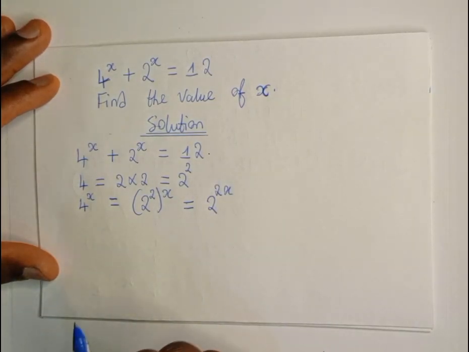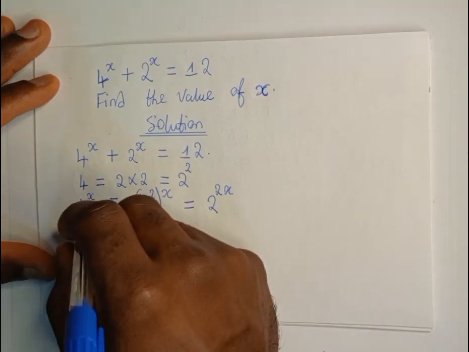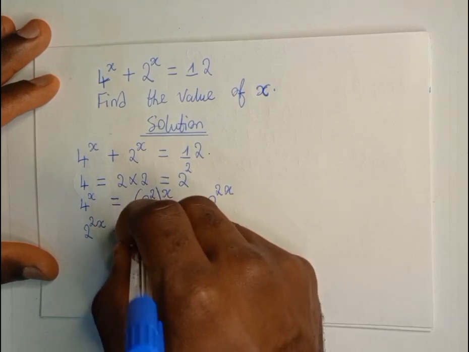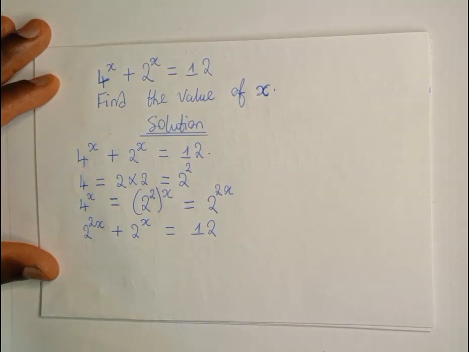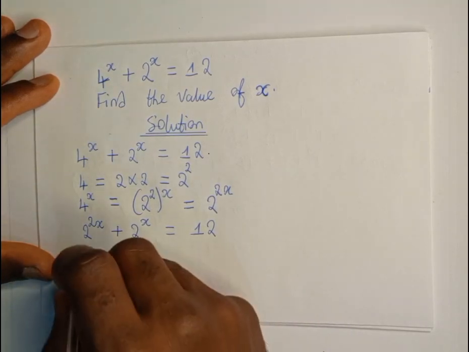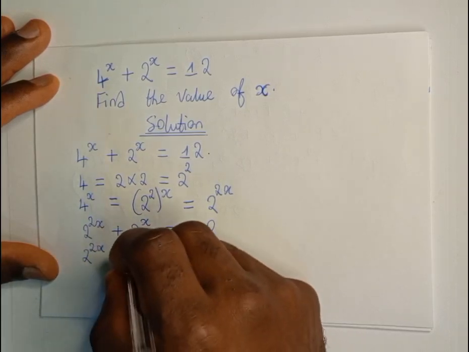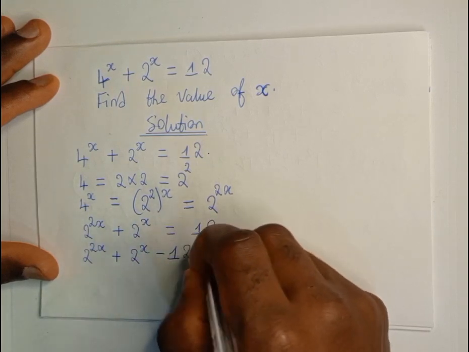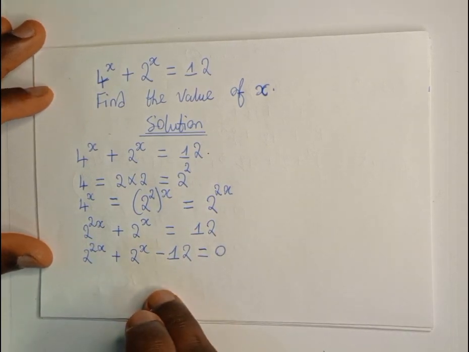In the given problem, we are going to replace 4 raised to the power x with 2 raised to the power 2x. 2 raised to the power 2x plus 2 raised to the power x is equal to 12. The next step, we are going to transfer 12 to the left hand side, which becomes negative 12. And this will give us 2 raised to the power 2x plus 2 raised to the power x minus 12 is equal to 0. At the right hand side, we will be left with 0.